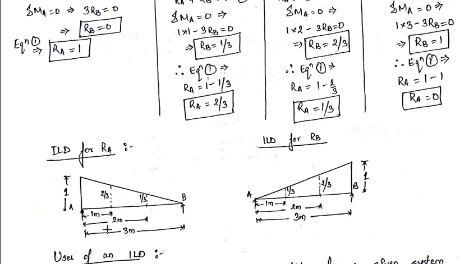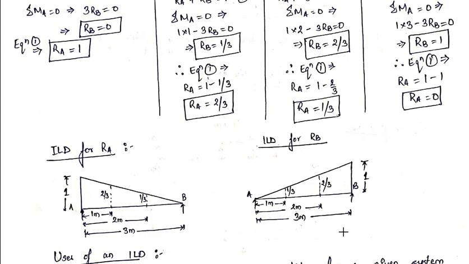Now how do we interpret the result? This diagram shows that when the load was at support A, the value of the reaction was maximum, and when the load started to move away from the A support, the value of Ra starts to reduce, and when the load reached support B, the value of Ra became 0. So this is the ILD for Ra.